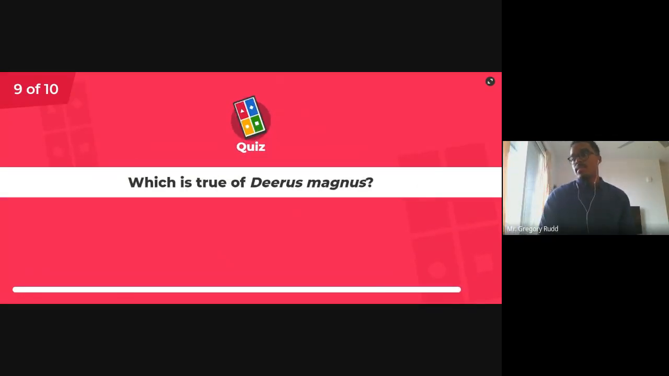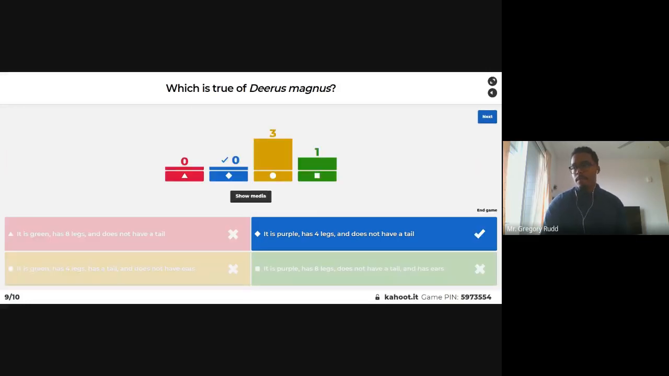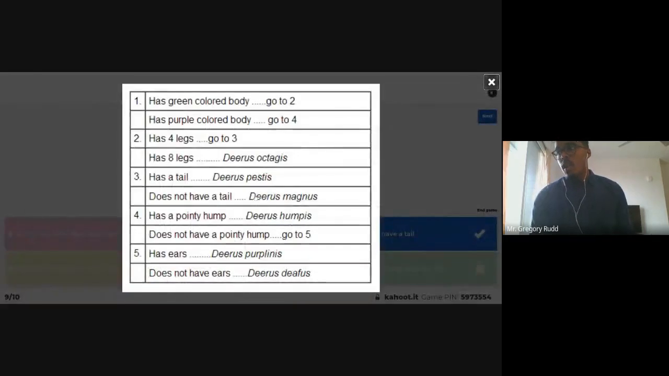Which is true of Dearest Magnus. Good. So this asks you to work backwards. We're given the species, Dearest Magnus, and we have to work backwards to figure out its traits. So obviously, Dearest Magnus has a tail. This is in question set 3. So then we have to look up to find the clue that tells us to go to question set 3, which is right here. It has 4 legs. That told us to go to question set 3.